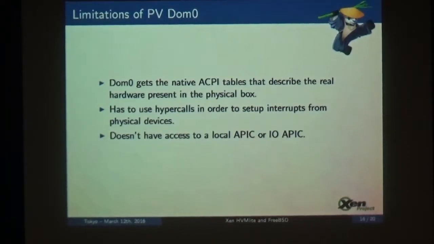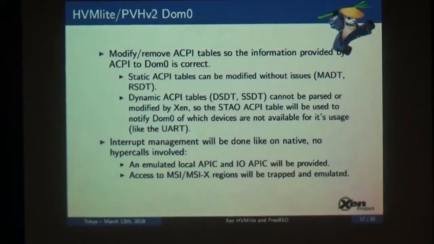There are other limitations of a classical PV Dom0. All the routing of the physical interrupts and the setup of the physical interrupts on physical devices has to be done using hypercalls, because we don't provide the local APIC, we don't provide an IO APIC. So you have to do all the configuration using hypercalls. This means that you need to add quite a lot of code to guest OSs in order to support running as Dom0. And finally, as I said, it doesn't have access to a local APIC or an IO APIC. We want to solve all this for PVHv2 or HVMlite. And the first thing that we want to fix is the ACPI tables, of course.